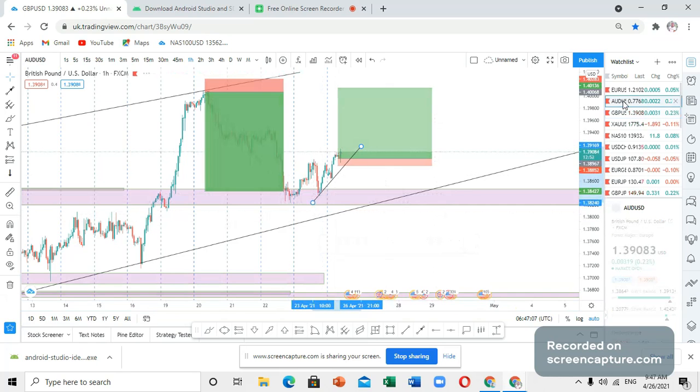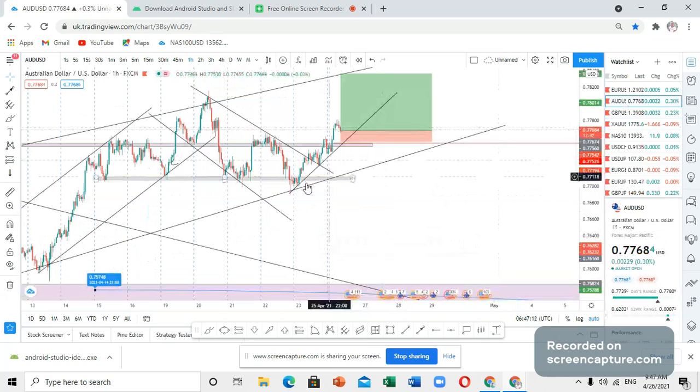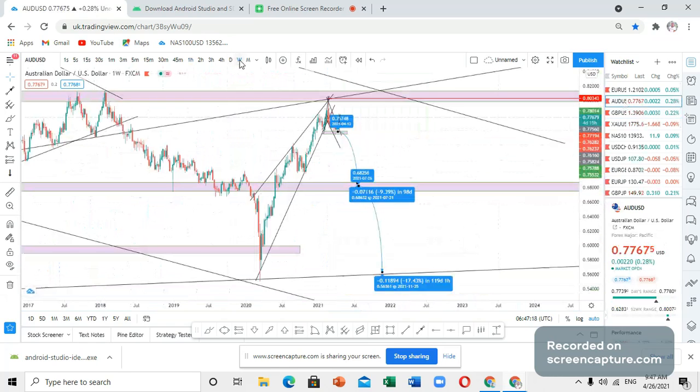So the other pair that I wanted to share with you is AUD USD. So AUD USD, let me first talk to you from the weekly time frame so that you can have a clear view of what I'm talking about.